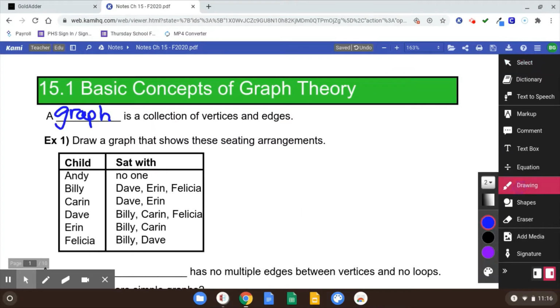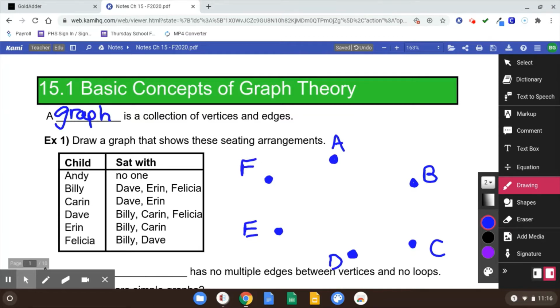Example 1 says, draw a graph that shows these seating arrangements. So you've got this chart. And what I'm going to do is draw a dot for each of the people. Here's Andy and Billy. It doesn't really matter where you put them. I'm just going to spread them out into like a circle. There's Karen with a C. Dave. Aaron. Felicia. Okay.